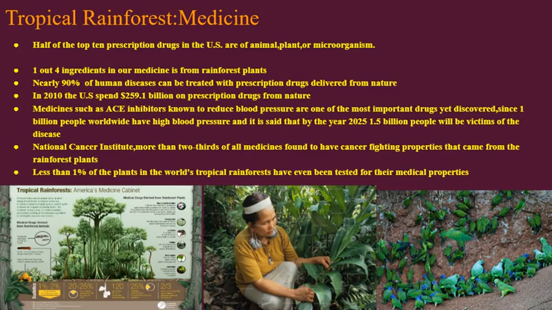So the tropical rainforest also provides us with many advantages, including plants that we can get ingredients from to create different medicines. Now, as you can see right here, 25% of the ingredients in our medicines are derived from rainforest plants. It also says that less than 1% of the plants in the world's tropical rainforest have been tested for their medical properties. So how many other medicines do you think we can derive from the tropical rainforest?